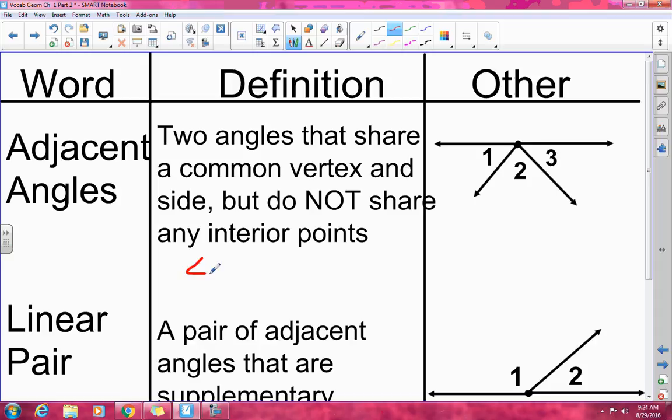So I'm going to put that here. Angle 1 and angle 2 are adjacent. They share this side, and they share this vertex. Hopefully you see another angle pair that's adjacent in that same picture. Angle 2 is adjacent to angle 3, and that's because they share this side and this vertex. So 1 and 2 are adjacent, 2 and 3 are adjacent, but 1 is not adjacent to 3. They do not share a side.